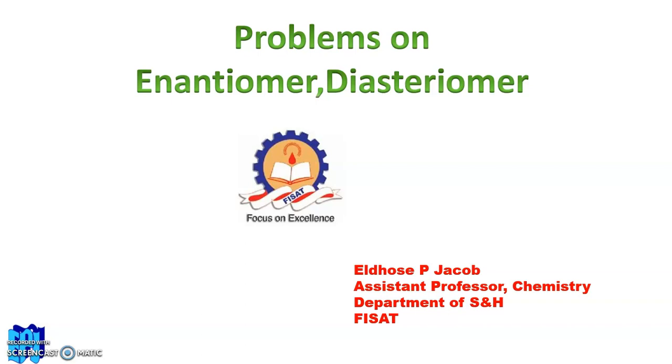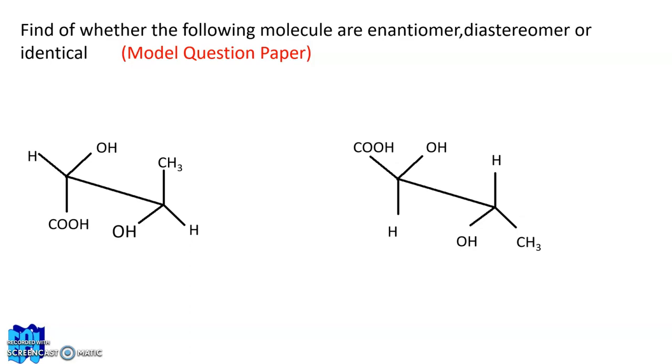Okay, without spending much time, I am moving to the problem session. This is the question that I took from the model question paper. Find out whether the following molecules are enantiomer, diastereomer, or identical. This is compound A and this is compound B. We have to find whether they are mirror images, that is enantiomer, or diastereomer, or both are identical.